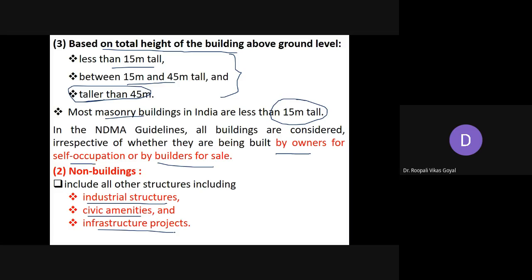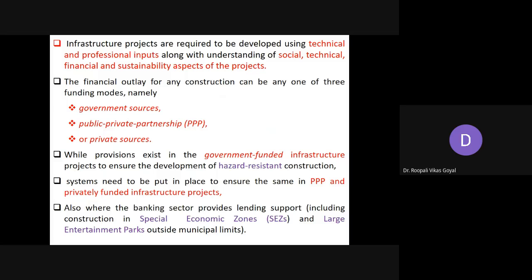आपका ट्रांसपोर्टेशन लिंक टूट जाएगा, then communication link टूट जाएगा. So these are also very important. So these are also to be properly secured against the disaster. So the infrastructure projects are required to be developed using technical and professional inputs along with the understanding of social, technical, financial and sustainability aspects of the project.